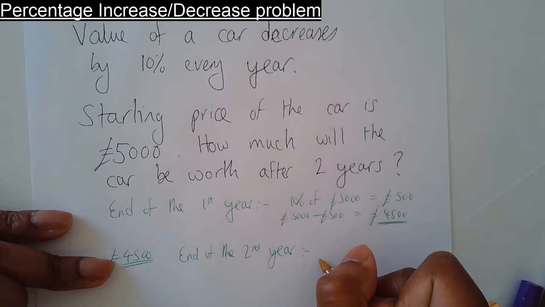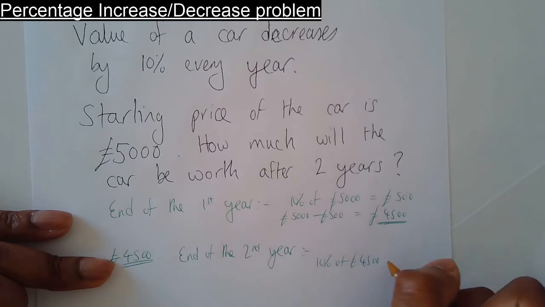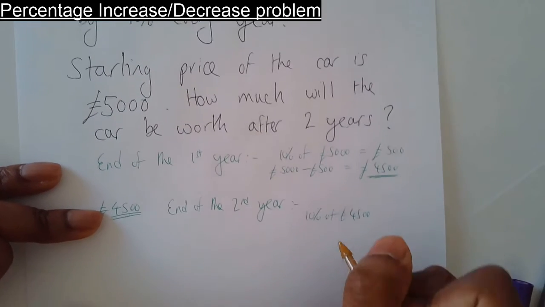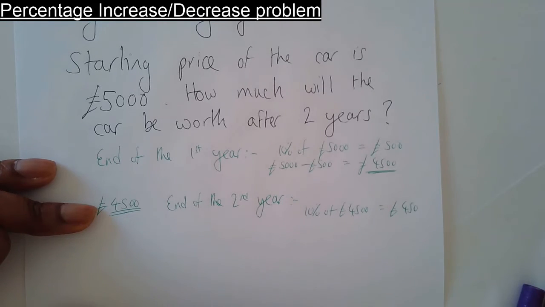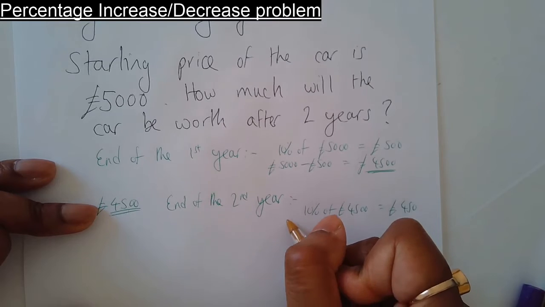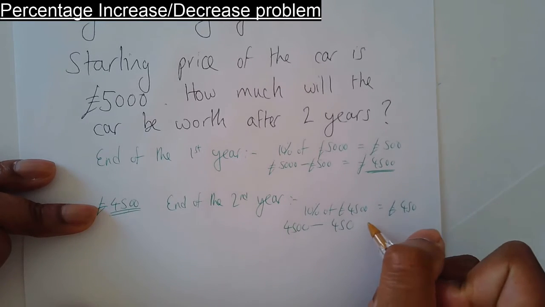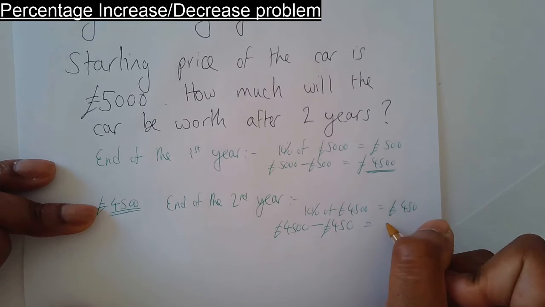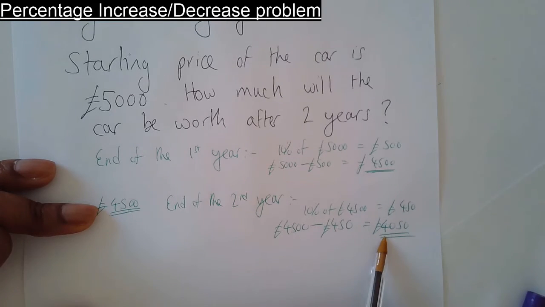So what you do is work out 10% of £4,500 first. 4,500 divided by 10, £450. And then finally, you do 4,500 take away 450. That leaves you with £4,050. That's how much the car will cost at the end of the second year.